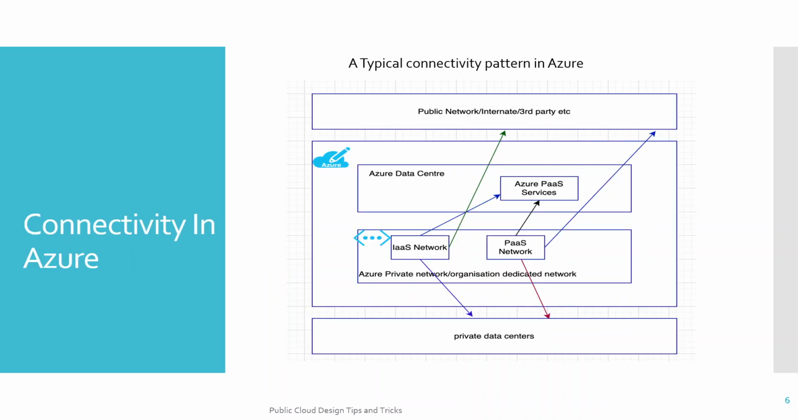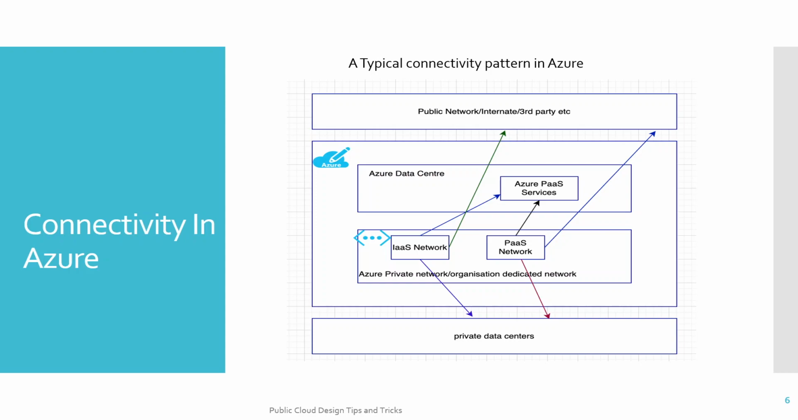Now, what do connectivity patterns usually look like within Azure? So there are three network building blocks here. The bottom one is the private data center, the middle one is the Azure public cloud, and the top one is the internet, a public network or a third-party network. Now within the Azure network boundary, there are two blocks. One is the Azure public network and the other is the Azure private network, which is dedicated to a set of people or a setup or an organization.